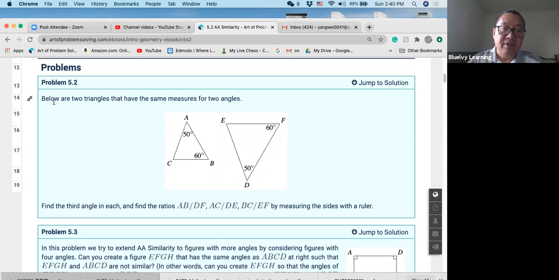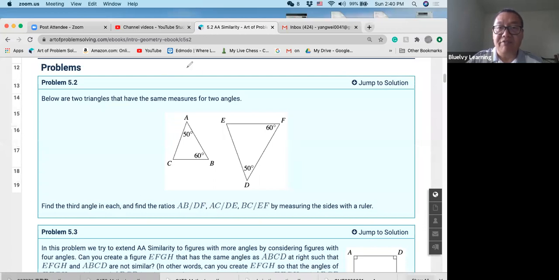Say here, problem 5.2. Below are two triangles that have the same measures for two angles. This angle A equals 50 degrees. That equals angle D, right? This angle B equals 60 degrees. That equals angle F. Then you can see they ask you to find the third angle in each.